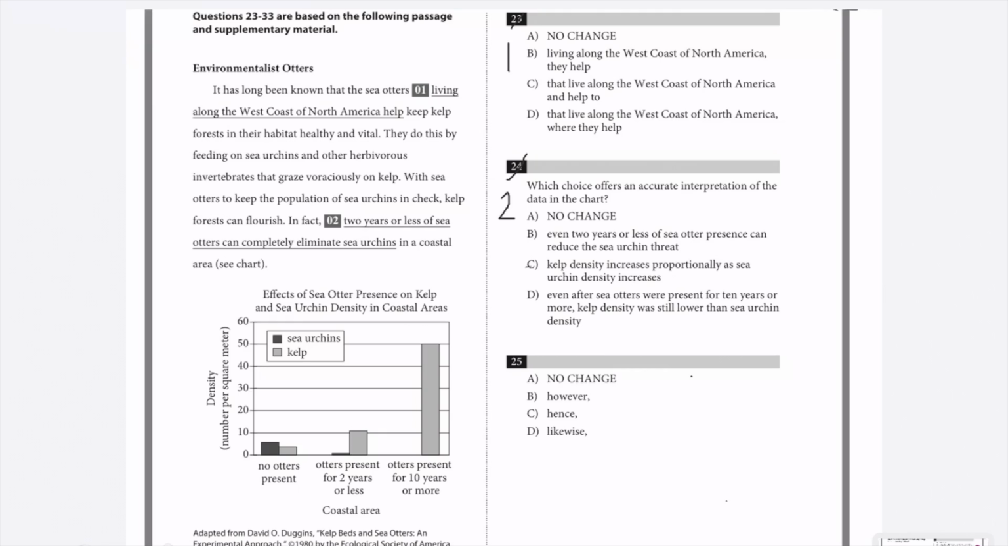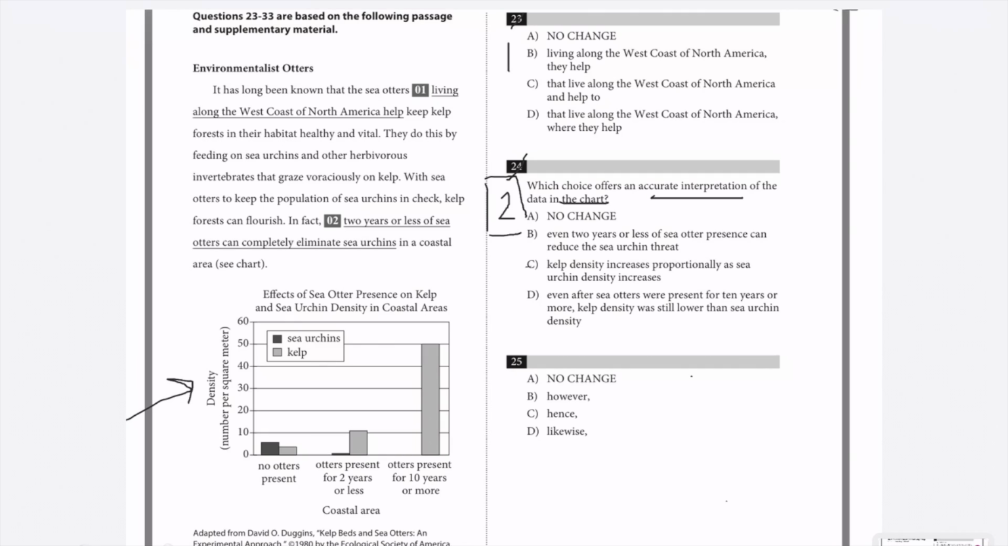See chart. So we're going to be focusing on number 2 here, and the question says which choice offers an accurate interpretation of the data in the chart which we have provided here. So let's begin by going through the answer choices and eliminating the answers that are incorrect. Remember that even one part of an answer that is incorrect makes the entire answer incorrect.